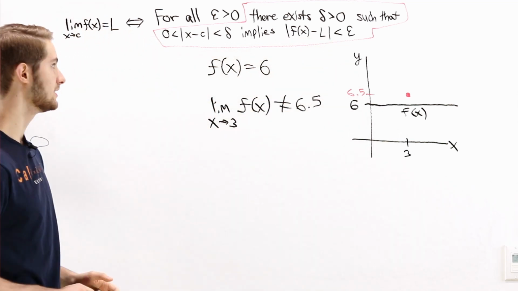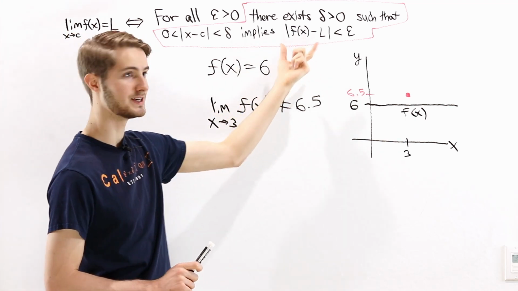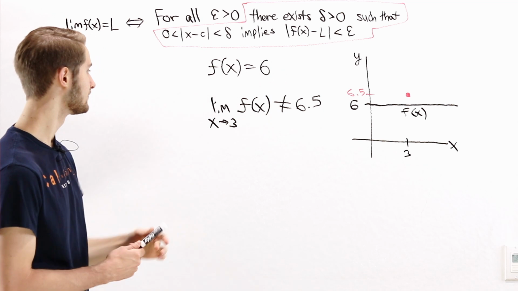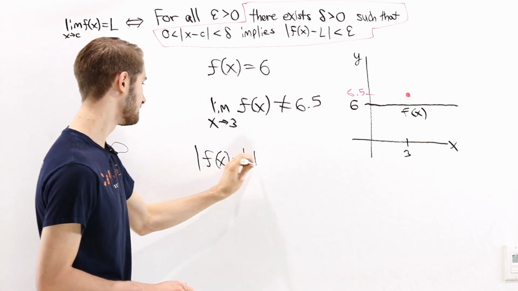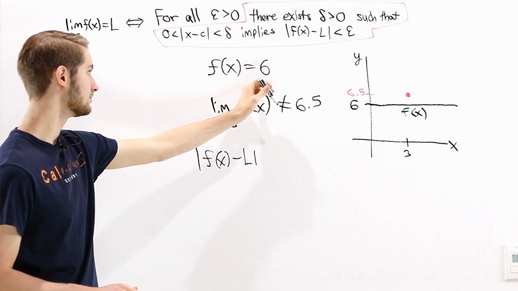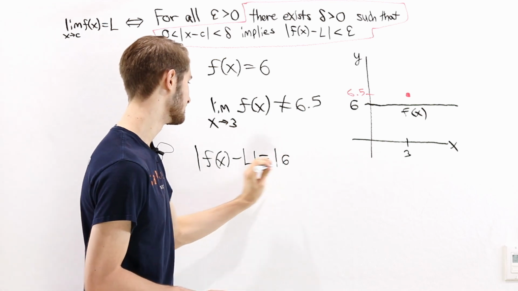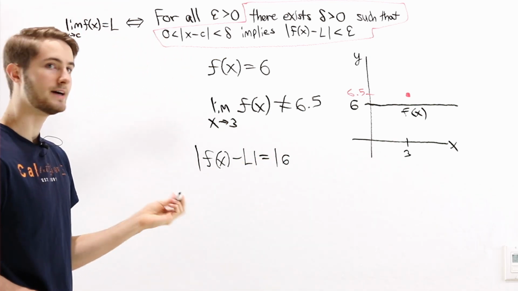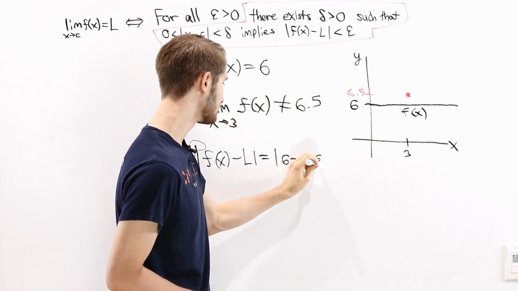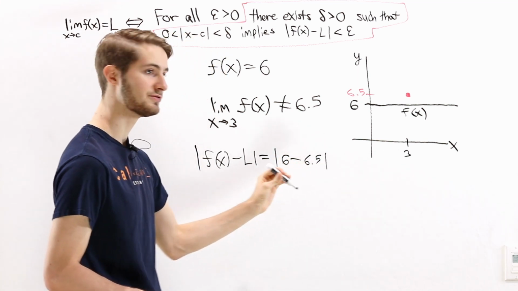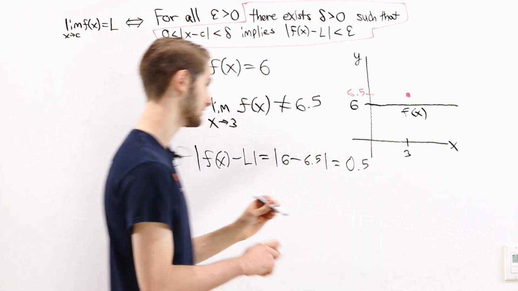So before we do anything else, let's take a look at what this expression, f of x minus L, looks like in our specific case. So the absolute value of f of x minus L. Well, the value of f of x is always 6. That's how we define the function. So this f of x part becomes 6. And the value of L that we're looking at is 6.5. So this L right here becomes a 6.5. And 6 minus 6.5 is negative 0.5. We take the absolute value, that becomes positive 0.5.